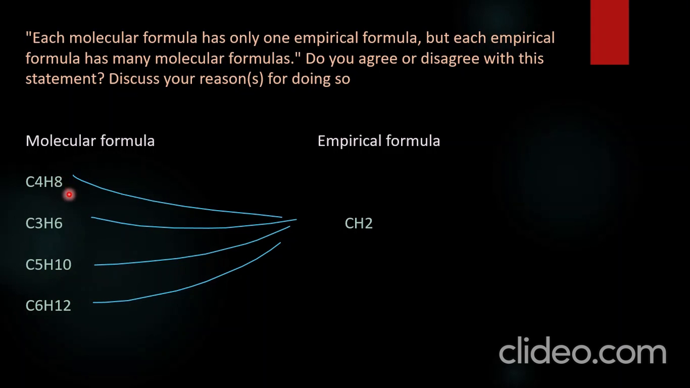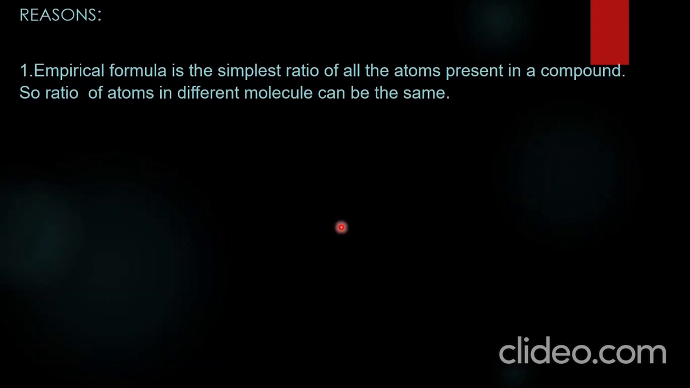So in this case, we can say that one empirical formula can have multiple molecular formulas, but one molecular formula can only have one empirical formula. First reason is empirical formula is the simplest ratio of all atoms present in a compound. So ratio of atoms in different molecules can be the same.